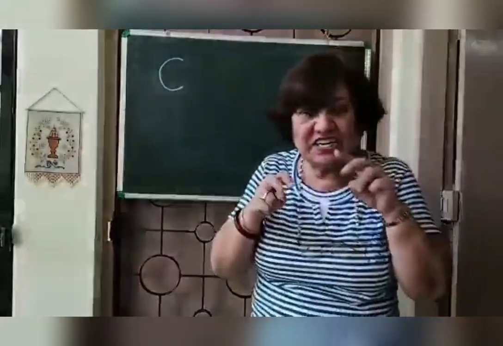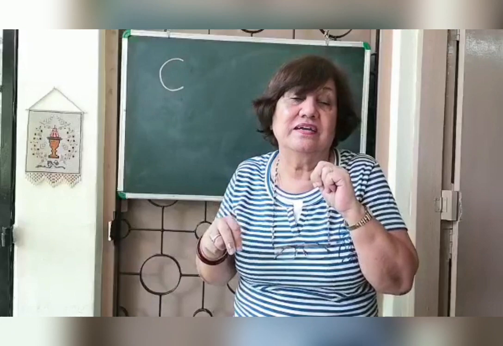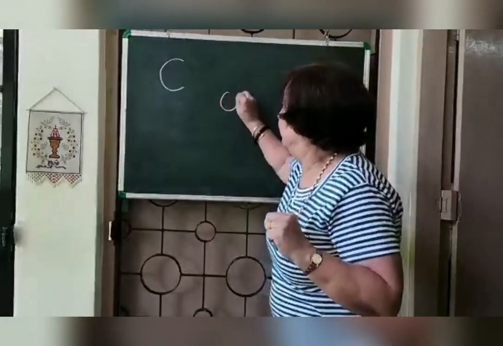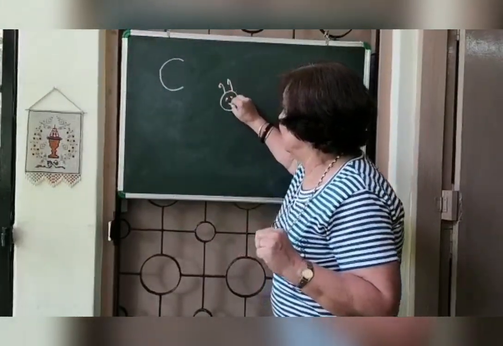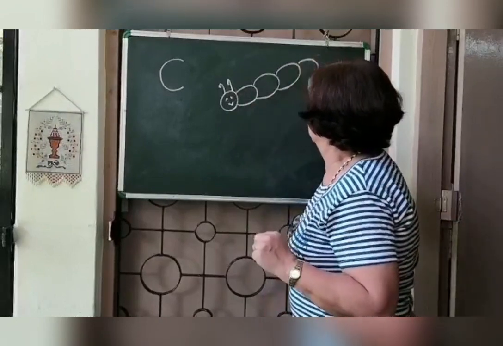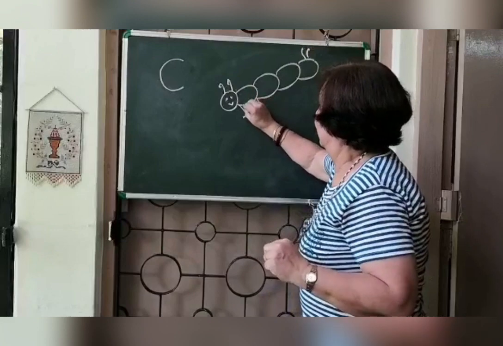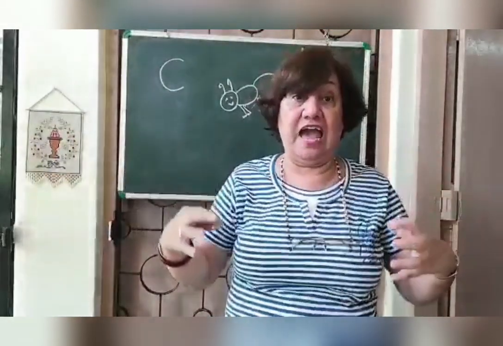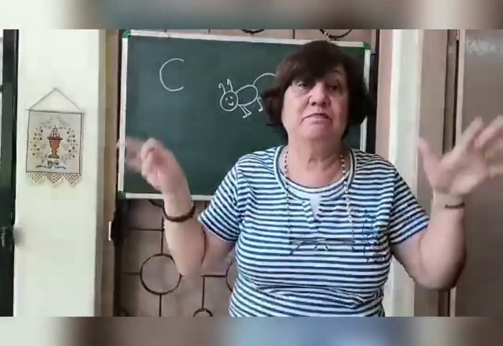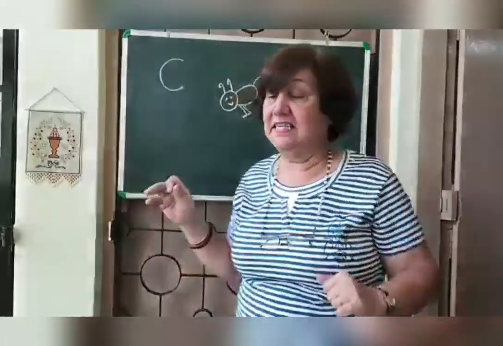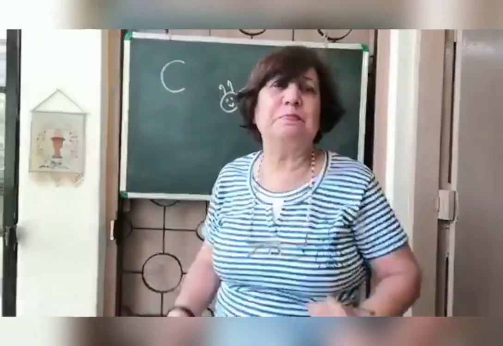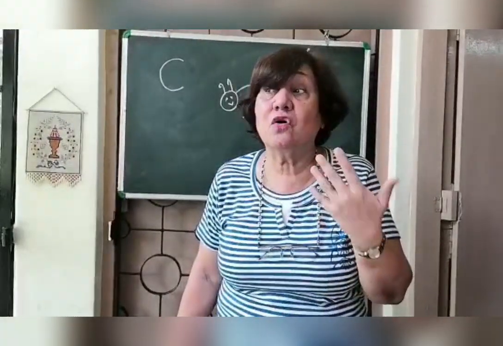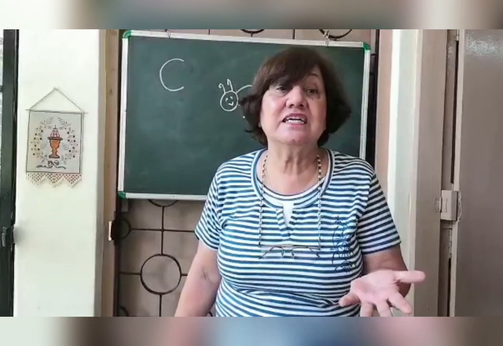Then, there's a little creature that crawls on the ground. And it is a caterpillar. C for caterpillar. You know what comes out of a caterpillar? This is a caterpillar. And when this caterpillar grows fat and it becomes a little lump, and then a beautiful butterfly comes out of it. So C for caterpillar. And there is a black bird. I forgot to tell you that. It is called a crow. And I told you the story of the thirsty crow. You remember? C for crow.